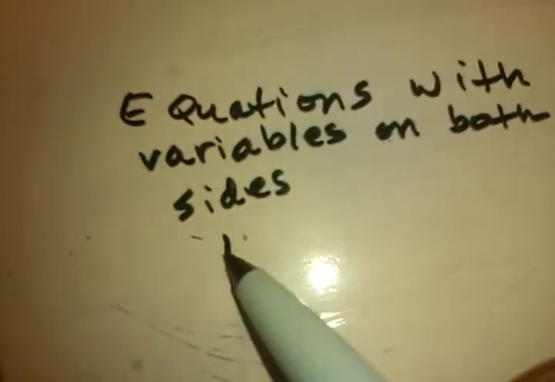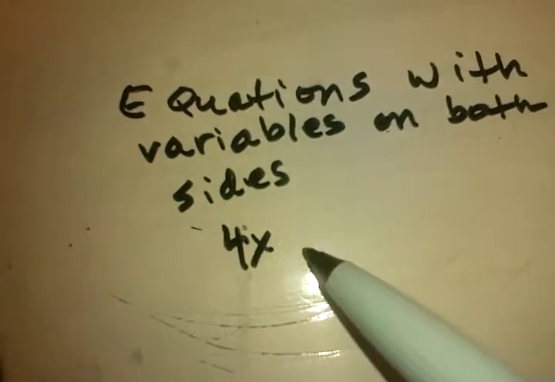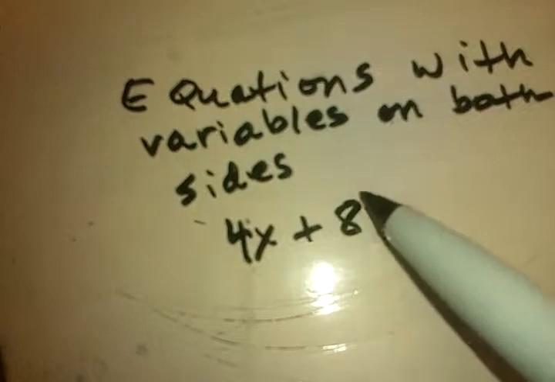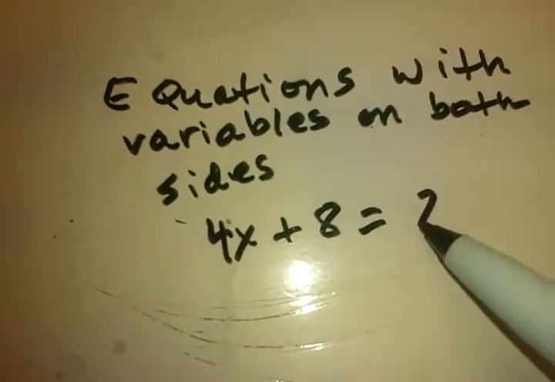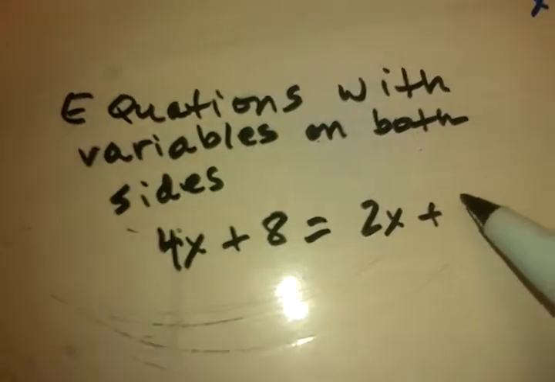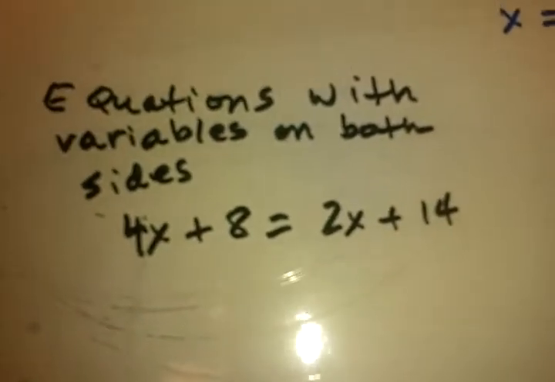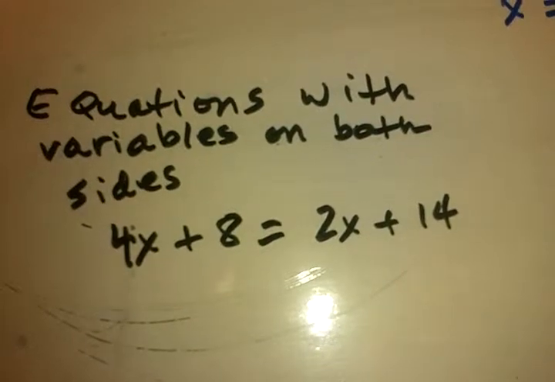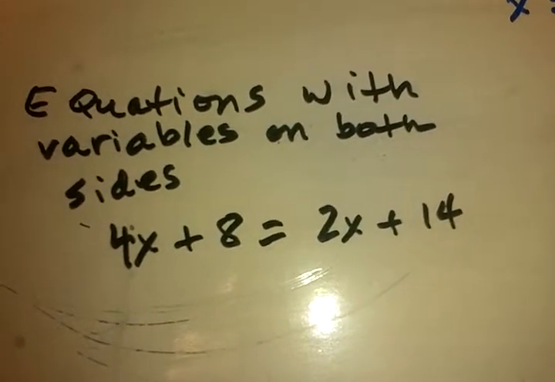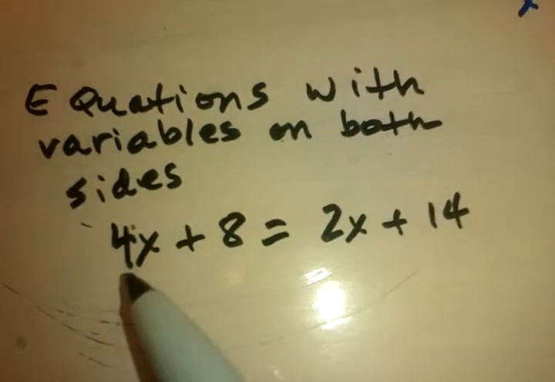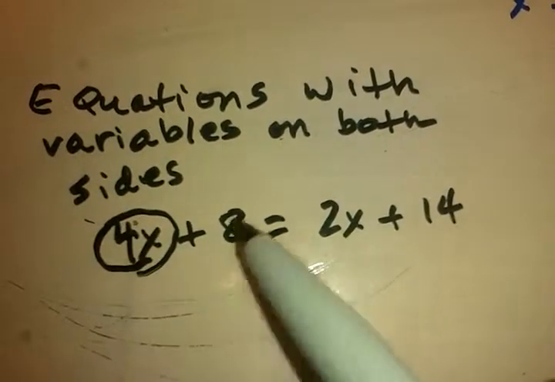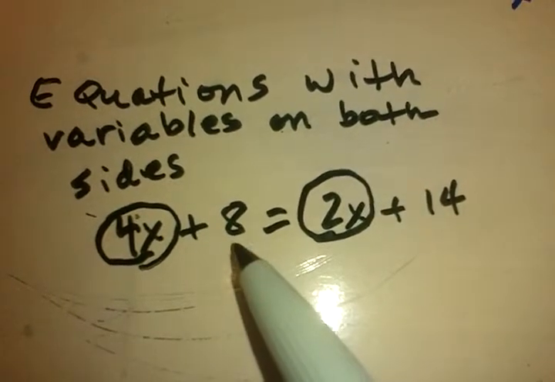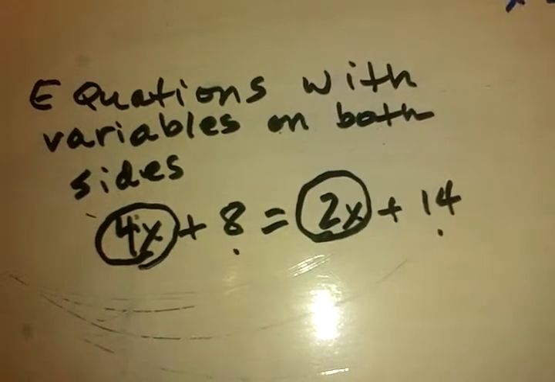Let's take 4x. And we're going to do 4x plus 8 is equal to 2x plus 14. Now, we're going to still start off the same way we did the other one. We identify our variable term. But in this case, we have two variable terms. We have 4x and we have 2x. And then we have two number terms, which are 8 and 14.